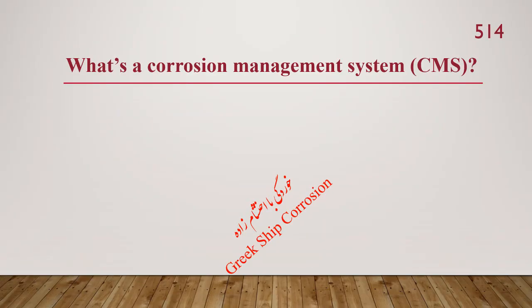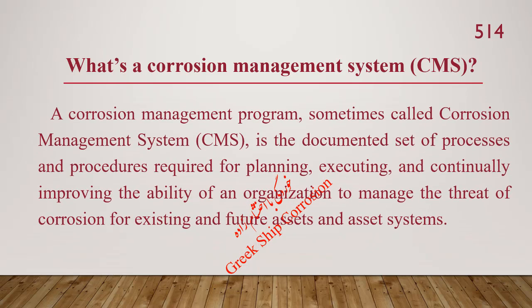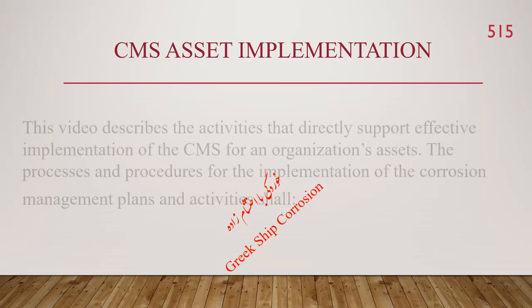What's a corrosion management system? A corrosion management program, sometimes called Corrosion Management System (CMS), is the documented set of processes and procedures required for planning, executing, and continually improving the ability of an organization to manage the threat of corrosion for existing and future assets and asset systems. CMS Asset Implementation.